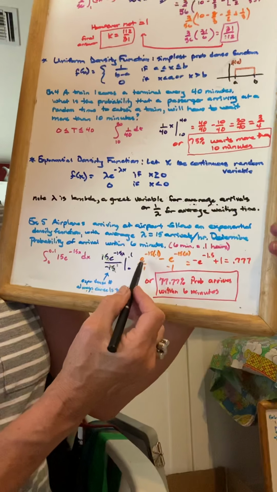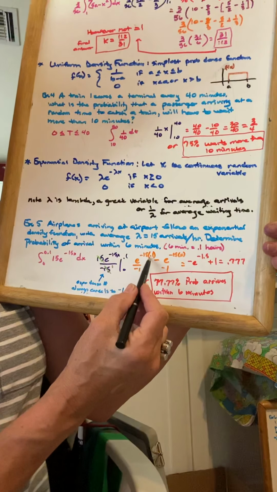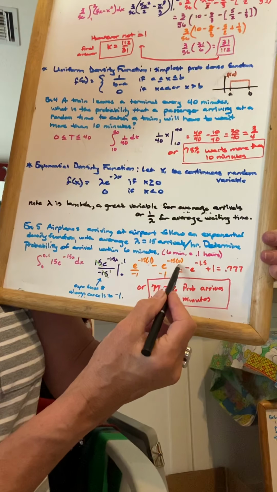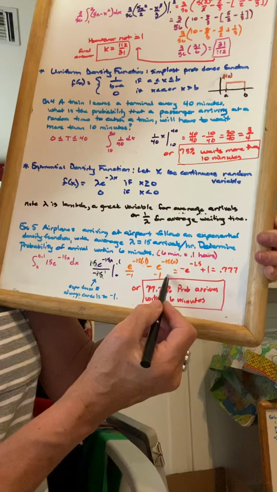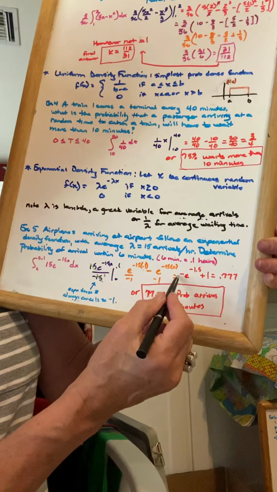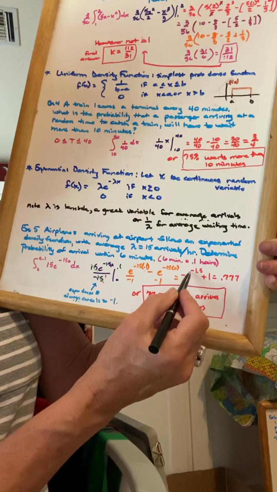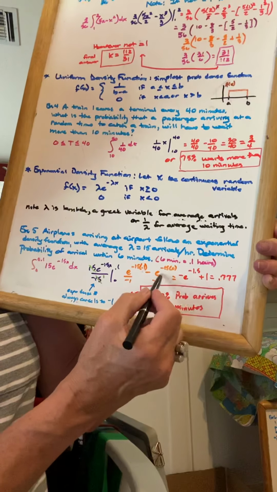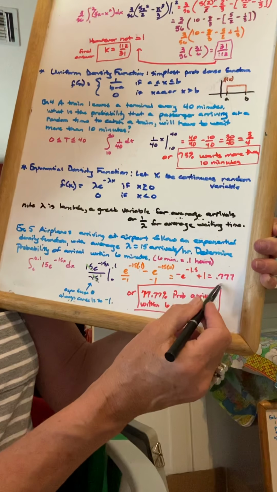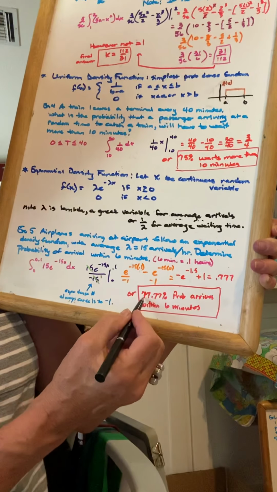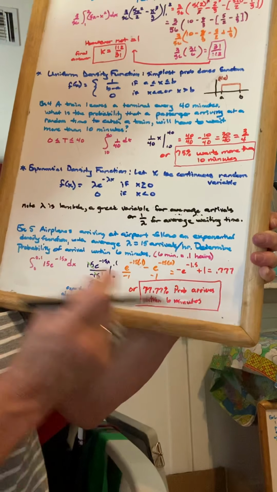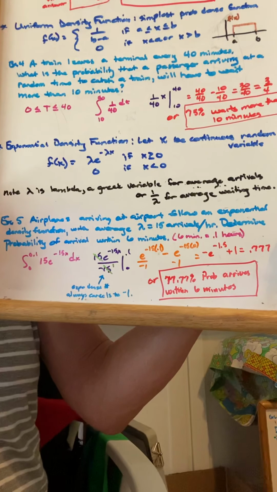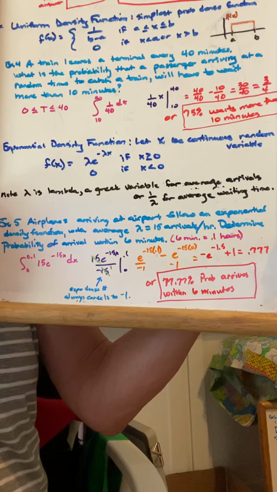So now I stick in my 0.1. E to the negative 15 times 0.1 all over negative 1, minus e to the negative 15 times 0 all over negative 1 equals, quick math here, negative, because the negative on the bottom, e to the negative 1.5 plus, because I canceled those out, 1 because it was e to the 0. So I got 0.777, or 77.77% probability that an airplane arrives within 6 minutes. So those are the easier ones because it arrived within 6 minutes.